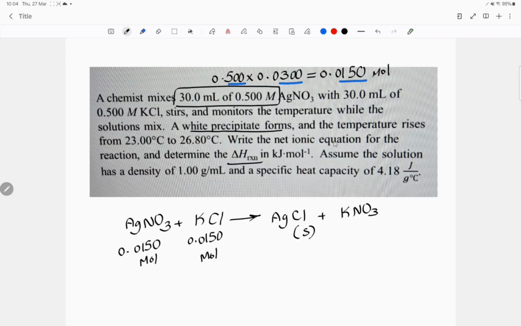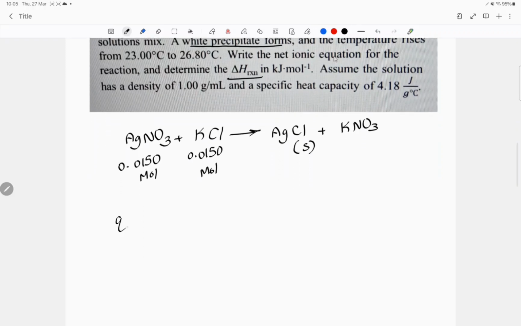Now the main question is, which one of them is the actual limiting reactant? Now, do you know how to find limiting reactants? You take the mole and you divide by the coefficient. And they both have the same coefficient. So they're both limiting. Yeah. So that means when you do the math, you can use any number of the two because they're the same. Now, what's our second job? To find the Q. Q is equal to mC delta T.